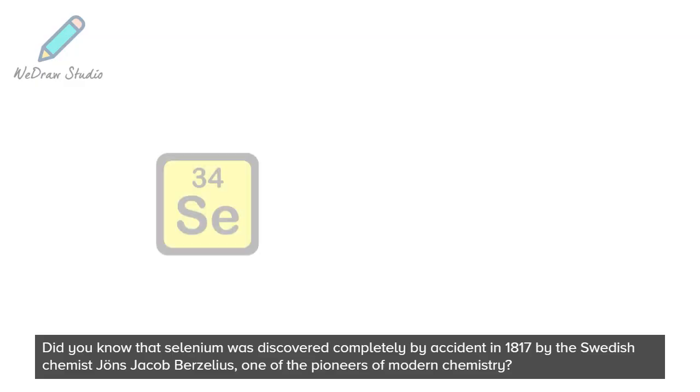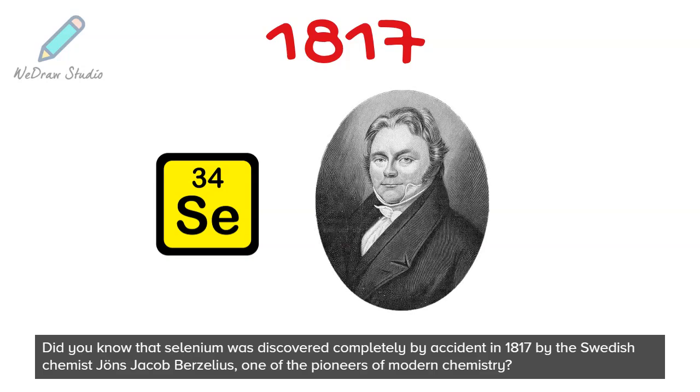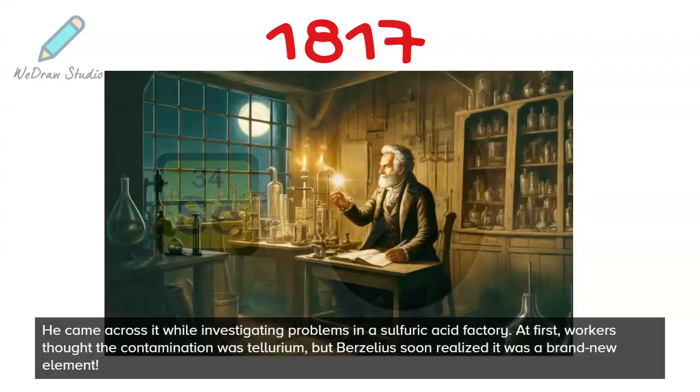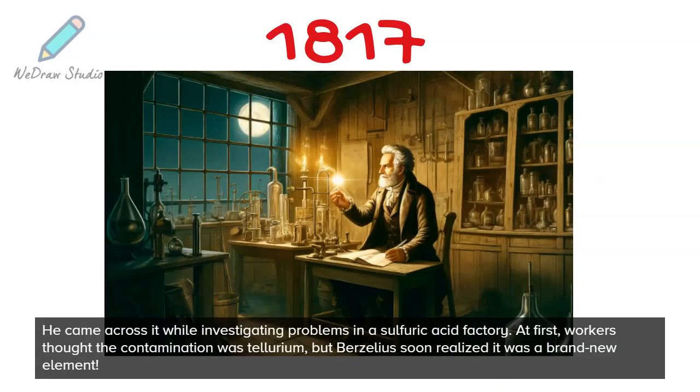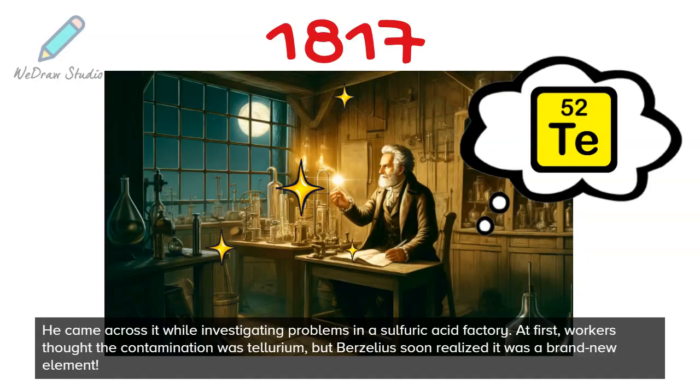Did you know that selenium was discovered completely by accident in 1817 by the Swedish chemist Jöns Jacob Berzelius, one of the pioneers of modern chemistry? He came across it while investigating problems in a sulfuric acid factory. At first, workers thought the contamination was tellurium, but Berzelius soon realized it was a brand new element.